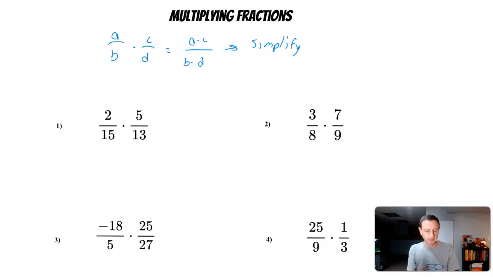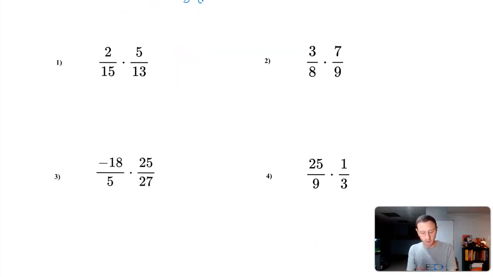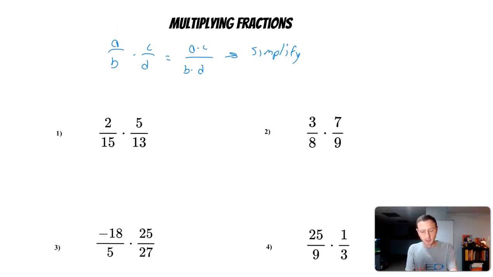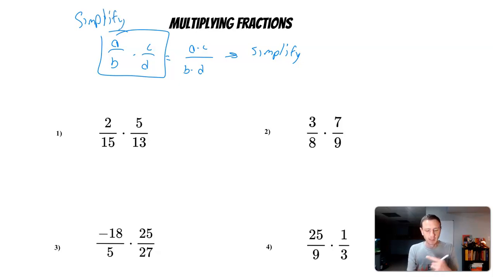That could be difficult at times. Let's say, like this problem on number 3 here, I'm not going to do it just yet, but if I had negative 18 over 5 times 25 over 27, and I just did negative 18 times 25, that's going to be a little bit difficult. 5 times 27, that's going to be a little bit difficult. And then I have to simplify that fraction down. That could be a little bit tough. So here's what I would suggest: before you multiply, simplify first and then multiply.